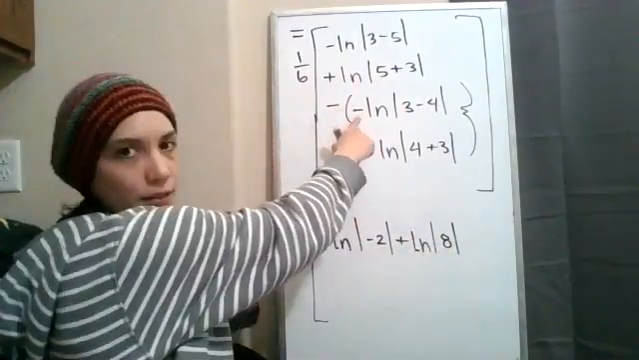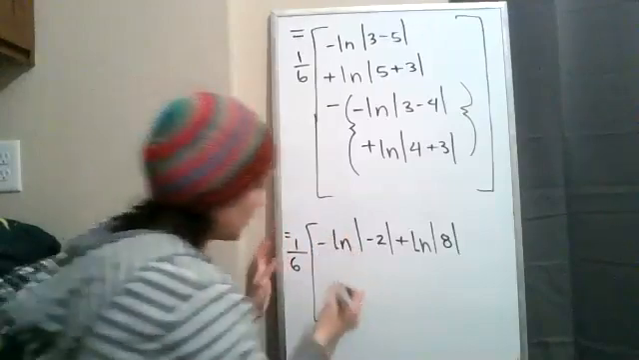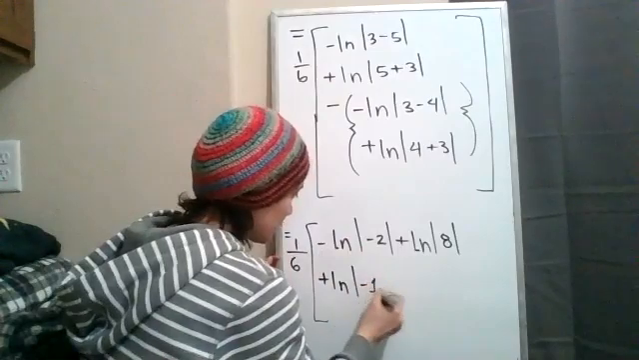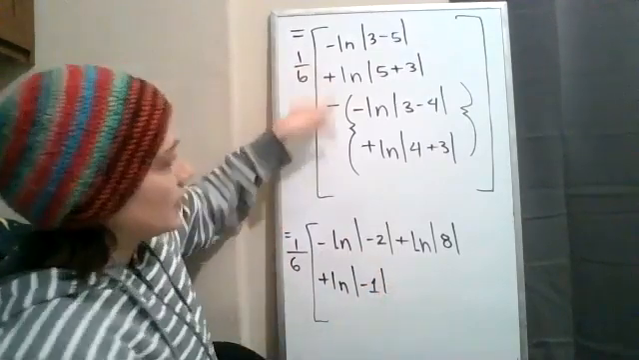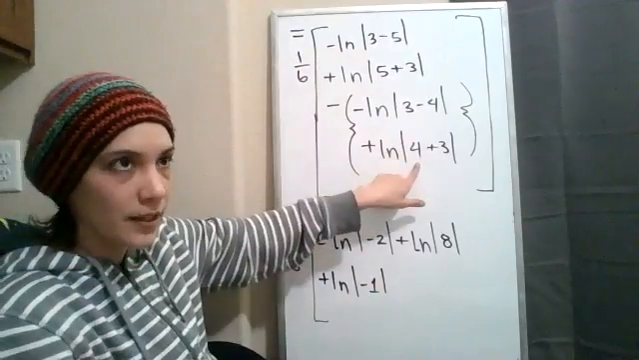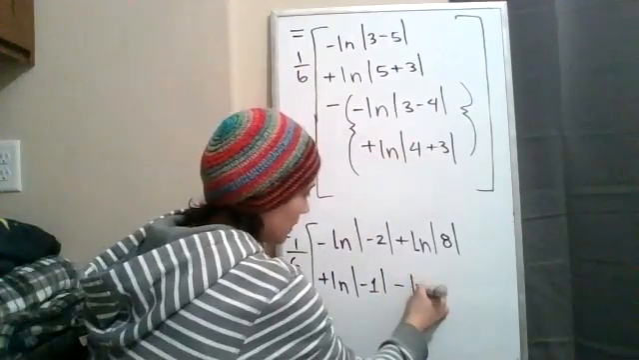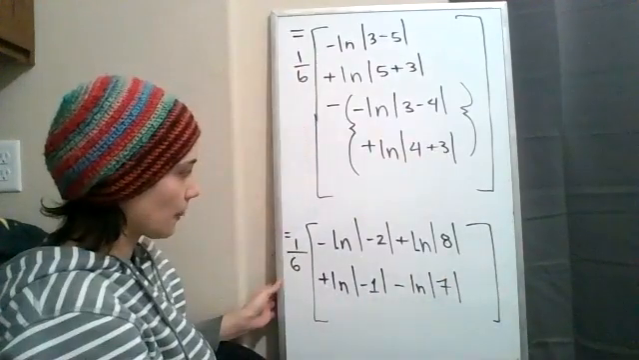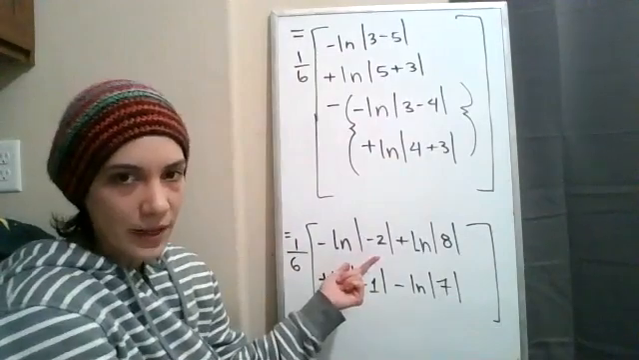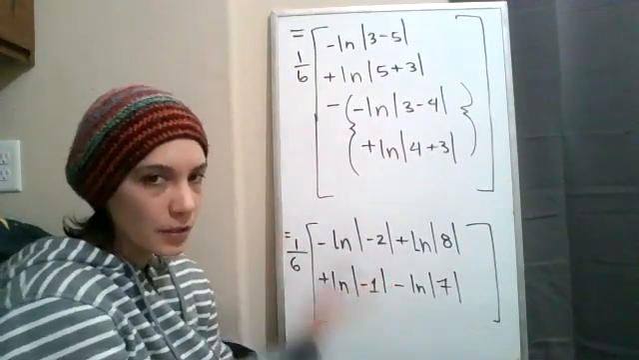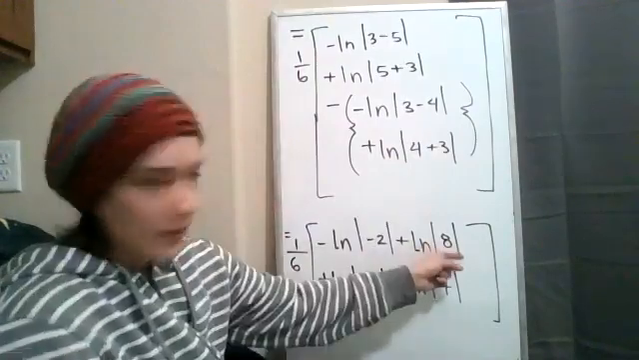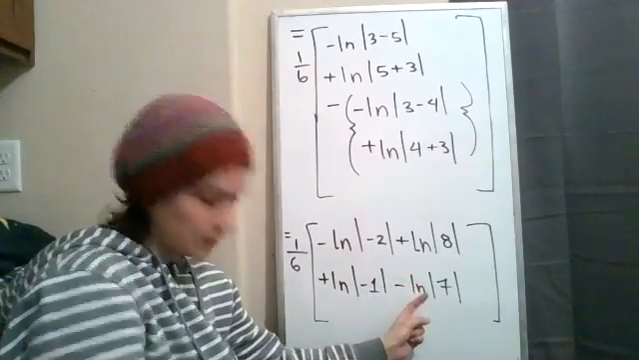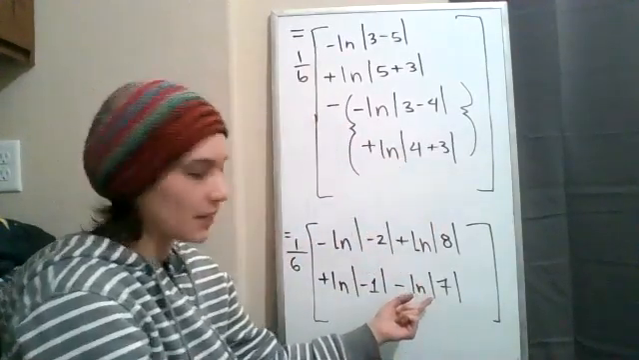So it's a minus minus, which means we're going to add ln, absolute value of negative 1. Then minus ln, absolute value of 7. All right, now we'll do the absolute values. Absolute value of negative 2 is 2. Absolute value of 8 is 8, and then this will be 1, and this stays 7.